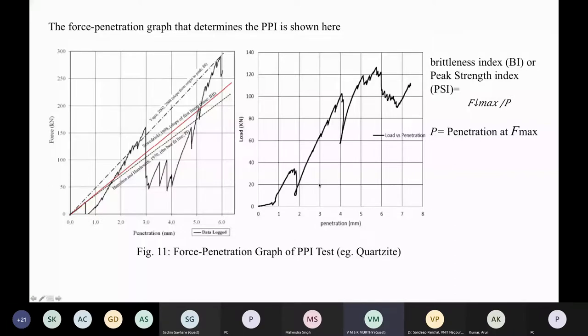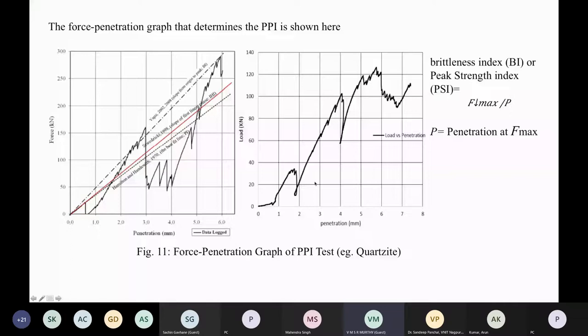And that's the reason why many times we have quartzite giving up in some kind of sudden failure, which we can term a sudden burst or whatever you can say. So this is how the height of the drop gets you the brittleness of the rock.